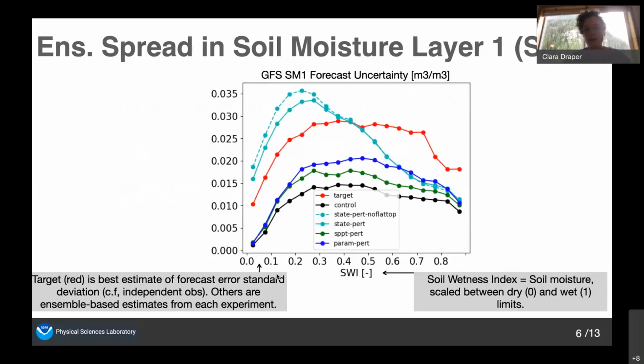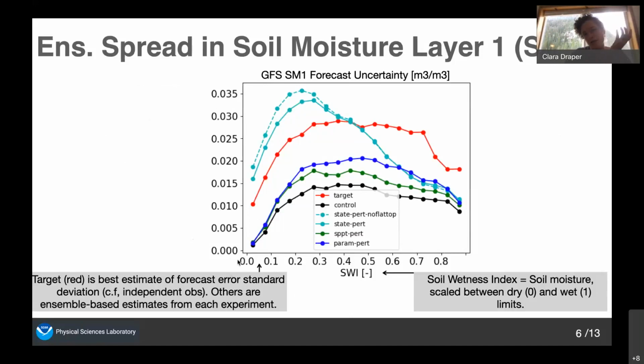Okay, to look at the results, I'm going to present quite a few images that look like this one. So I'm just going to go through this one in detail first. What I've done is I ran each experiment for 30 days and then produced maps like I showed you on the first slide. And then to condense the information in those maps, I've binned the results by SWI. SWI is just soil wetness index. So it's soil moisture scaled between 0 and 1.